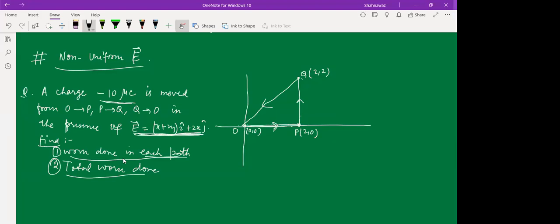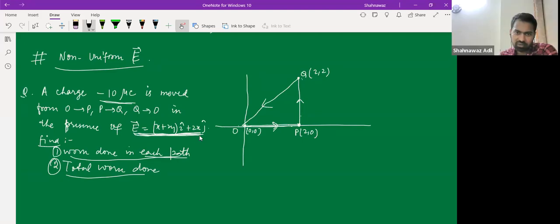No. Variable, right? Variable, because we have X and Y variables. So we can't use that uniform formula. Then we need to use the work done, which would be W from 1 to 2, which is minus of Q integral from 1 to 2 of E dot dl.